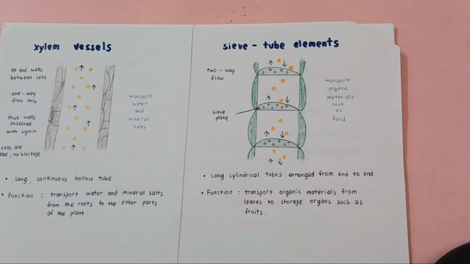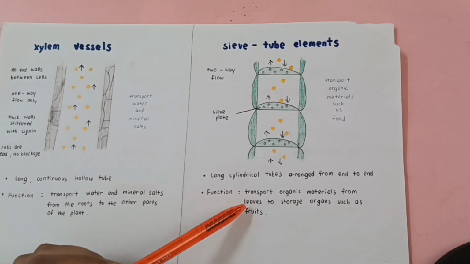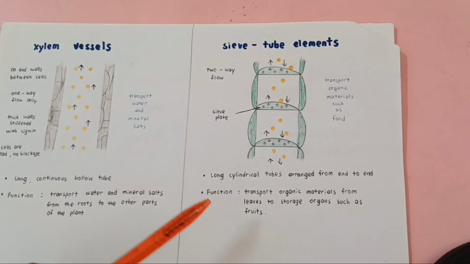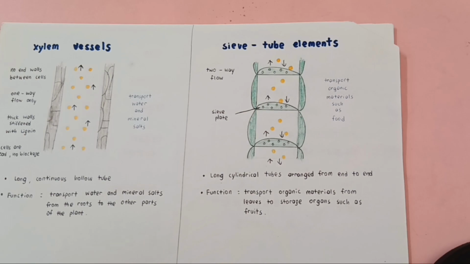The function is to transport organic material from the leaf to storage organs such as fruit. Actually, the leaf will undergo photosynthesis to produce food. After the food has been produced, it is transported to other parts of the plant by the phloem for the plant to survive.